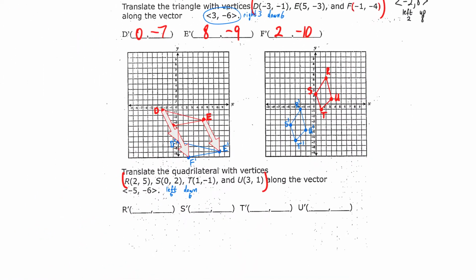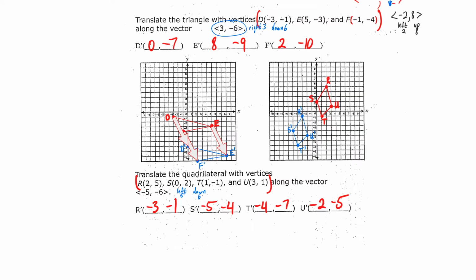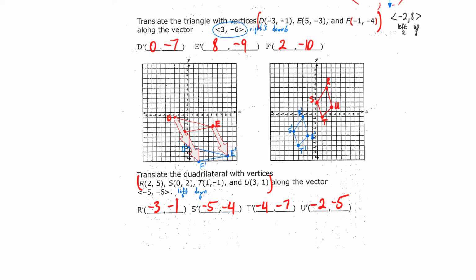Would look like that. All right, so what's the coordinates of R prime? Negative 3, negative 1. S prime? Negative 5, negative 4. T prime? Negative 4, negative 7. And then U prime? Negative 2, negative 5.